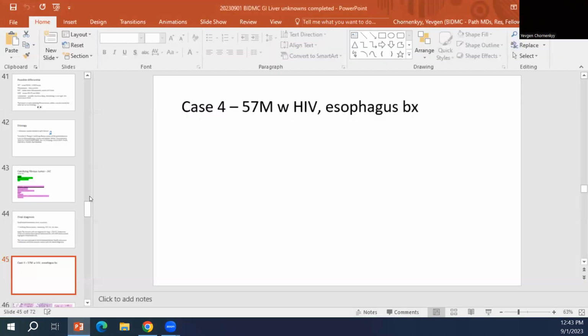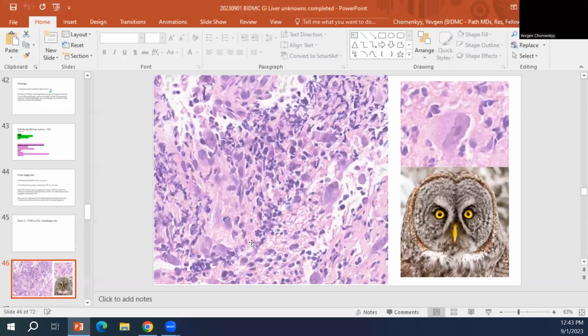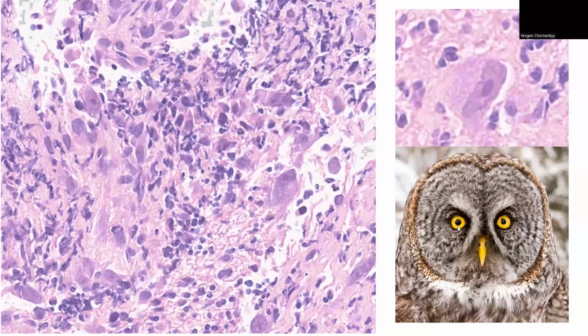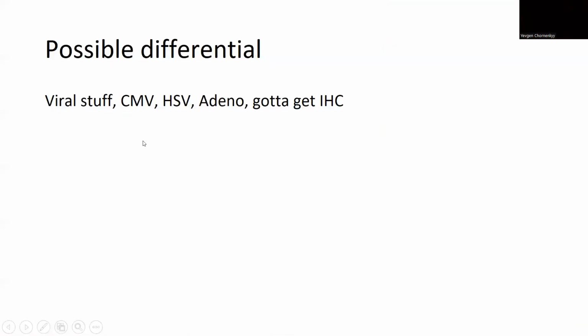Okay, so for this one, I had to include a picture of an owl. It's very, very characteristic. Here's his eye or her eye, I don't know. And then here you see this very prominent nucleolus. So this is one of those muscle memory diagnoses. You see this and you hopefully move on.